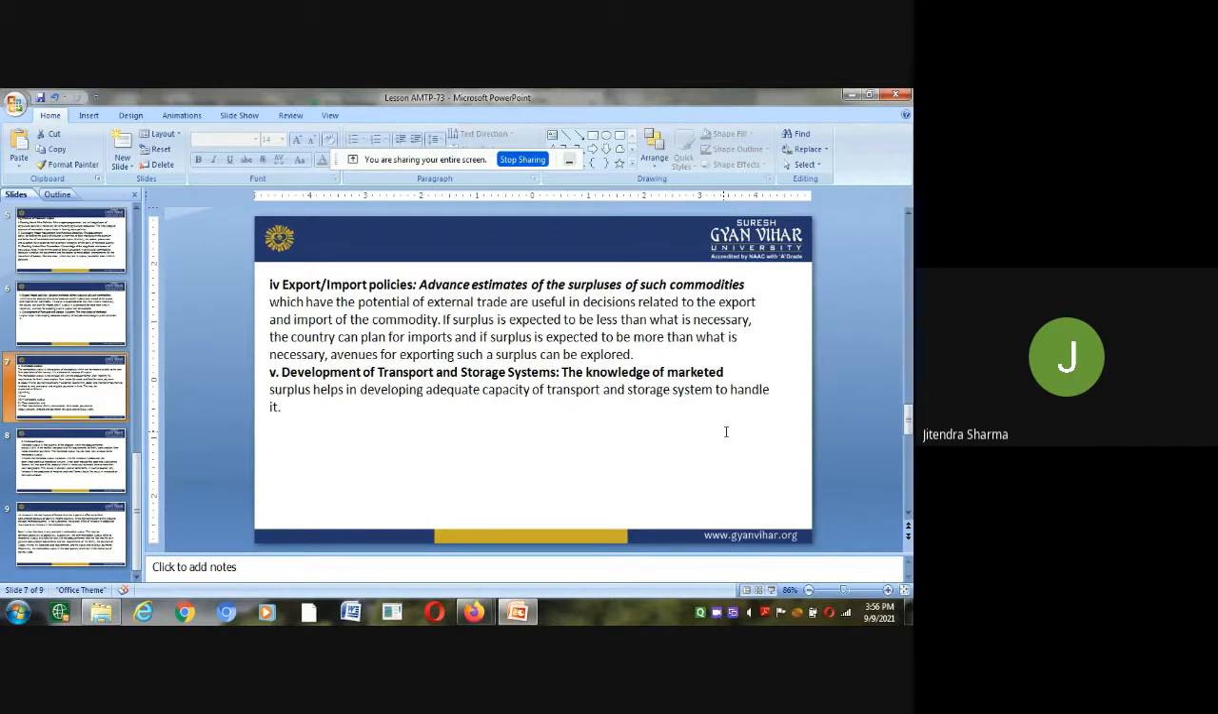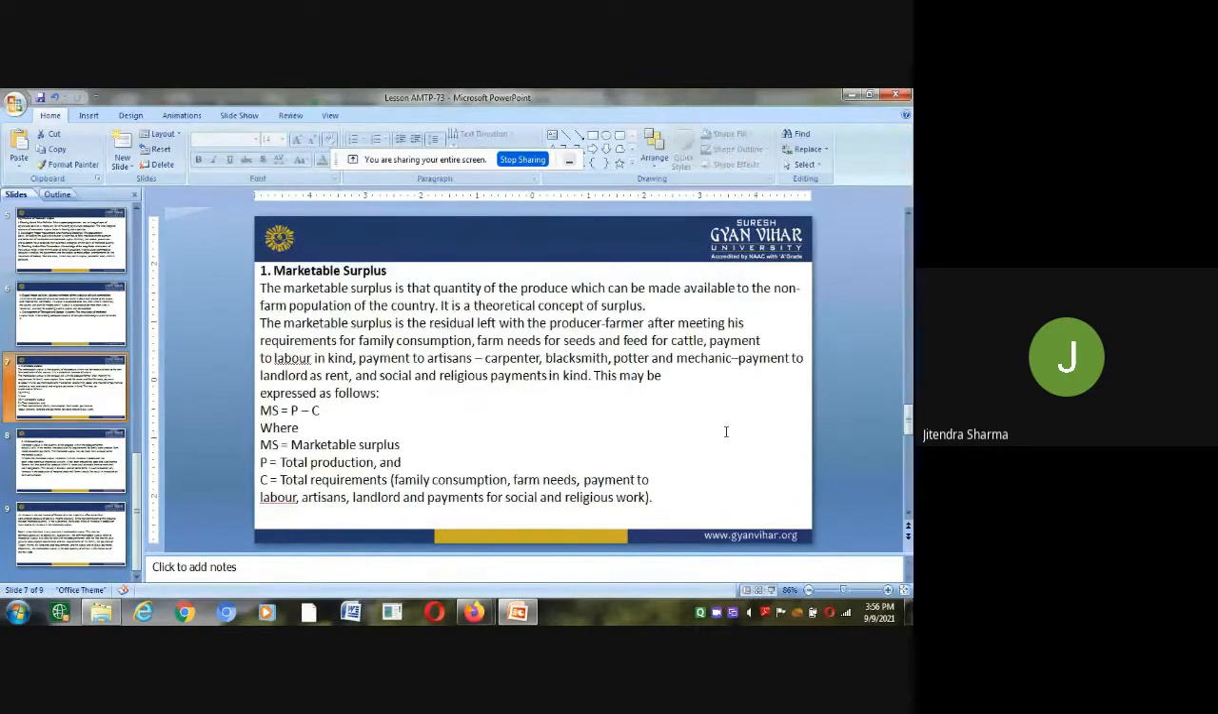So now let us focus on a new concept, the marketed surplus. Till now we have discussed the producer surplus, and now we are discussing the marketable surplus. The marketable surplus is the quantity of the produce which can be made available to the non-farm population of the country. It means that whatever the farmer produces, after his own consumption, seed and other purposes, and security, whatever he provides to the other population for consumption is treated as marketable surplus. It means this is the product which is available for sale.